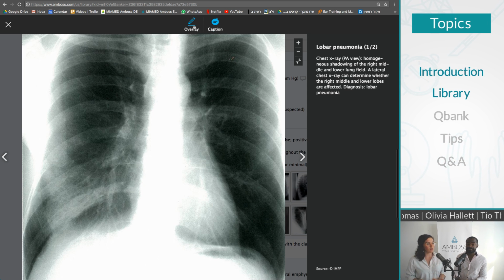You can always turn on the overlays at this point to really point out what you should be looking at and where you're going next.